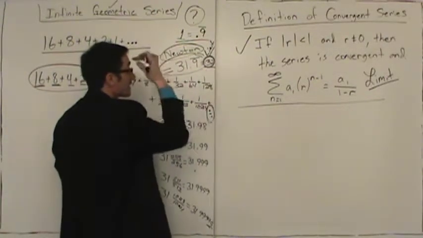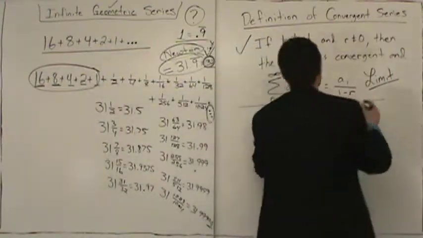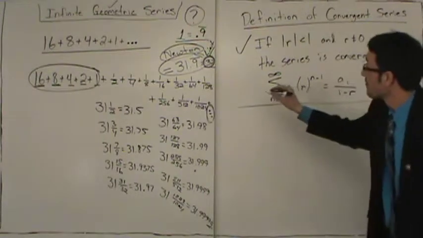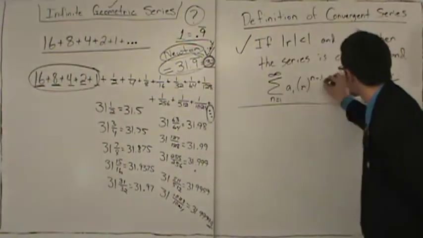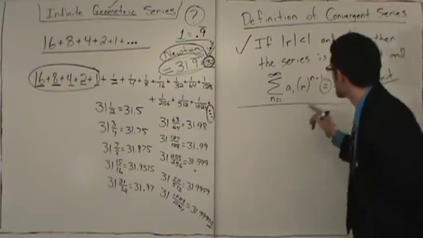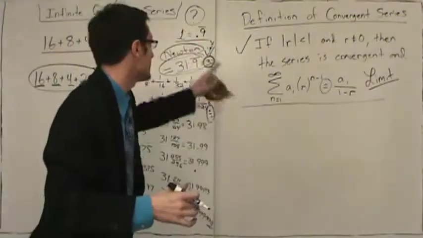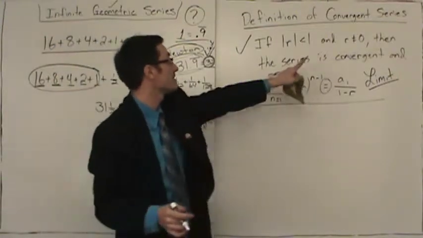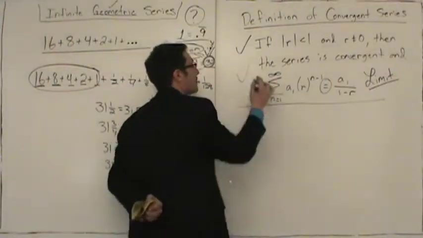What is the limit here? The limit is 32. And what is this series saying? This series is saying today that 31.9 repeating is equal to 32. So this definition says this is equal. 31.9 repeating was not 32 until I gave you this definition. This definition is borrowed from calculus.